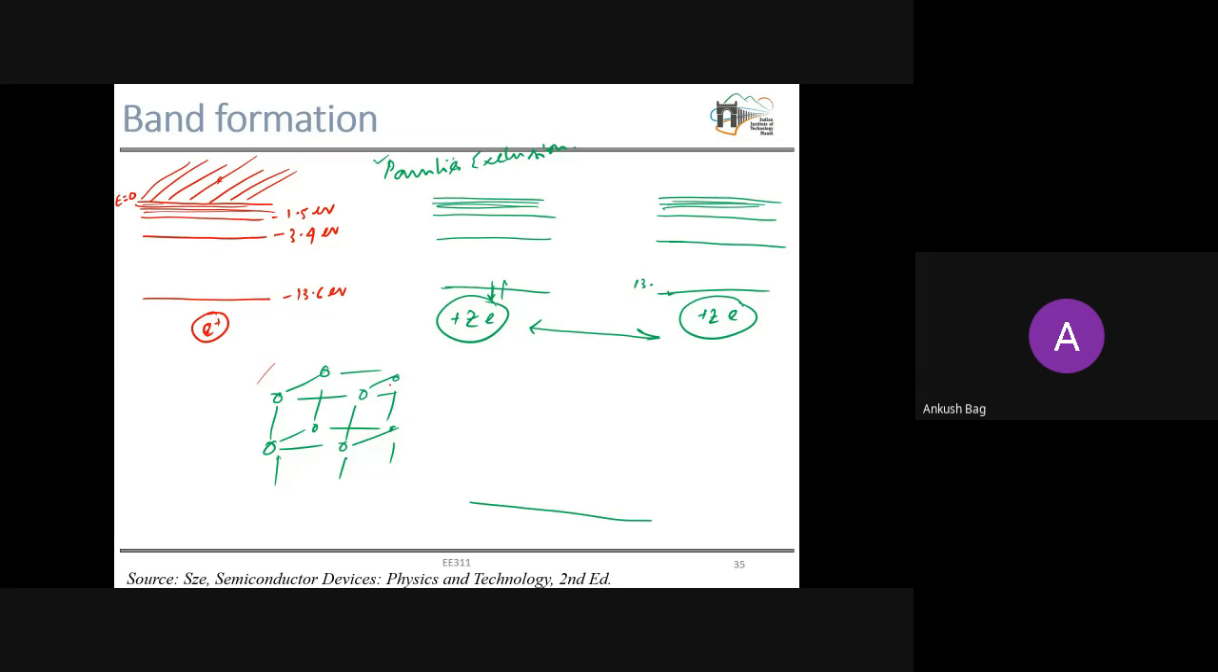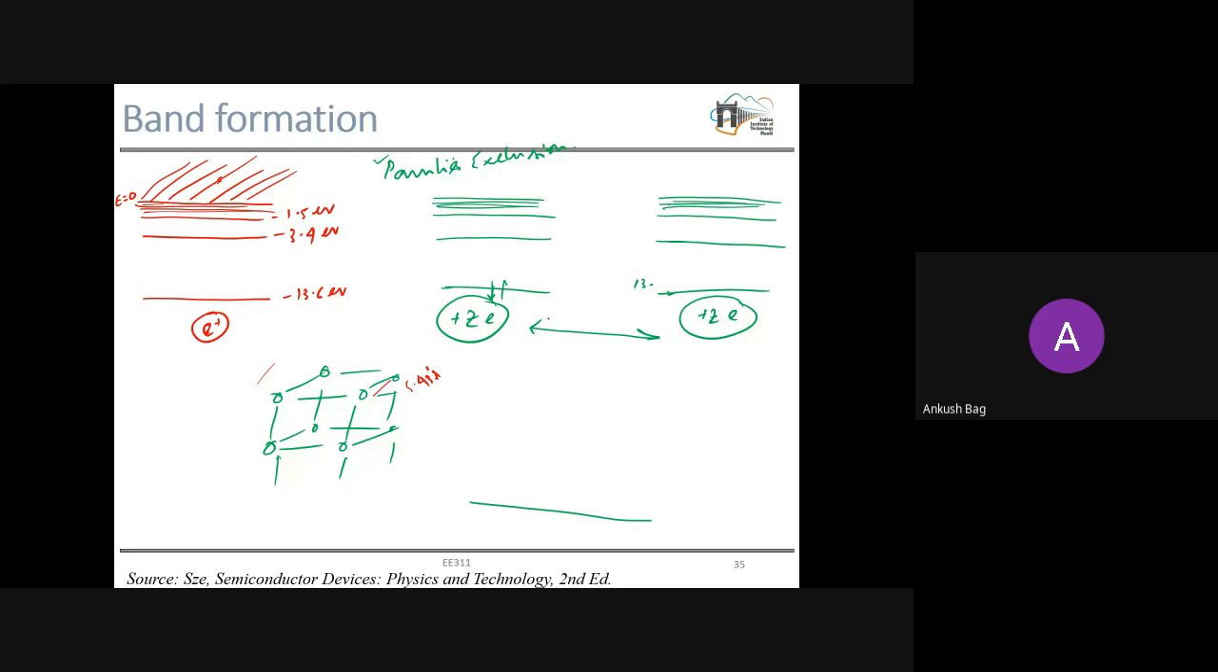The distance between two atoms is called the lattice constant, and depending on the distance between two atoms in a solid state material, all the material properties will change. Typically, in case of silicon, the distance is 5.43 angstrom. For other solid state materials, this distance is different. This is one of the primary reasons: the distance between two atoms will decide all the other material properties.